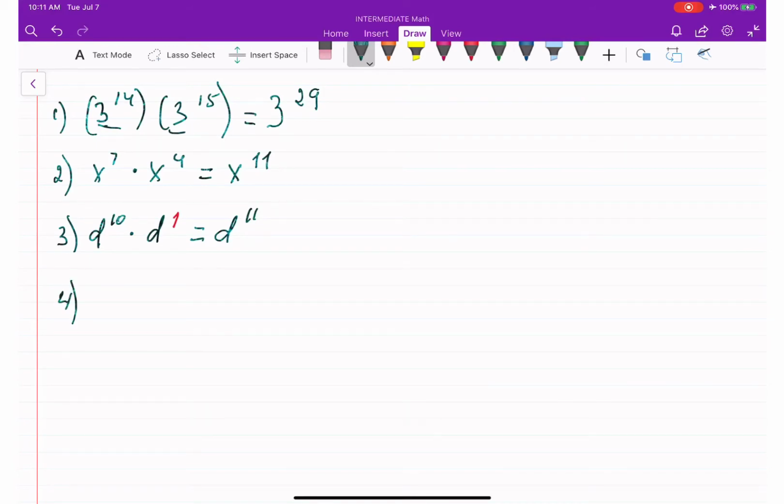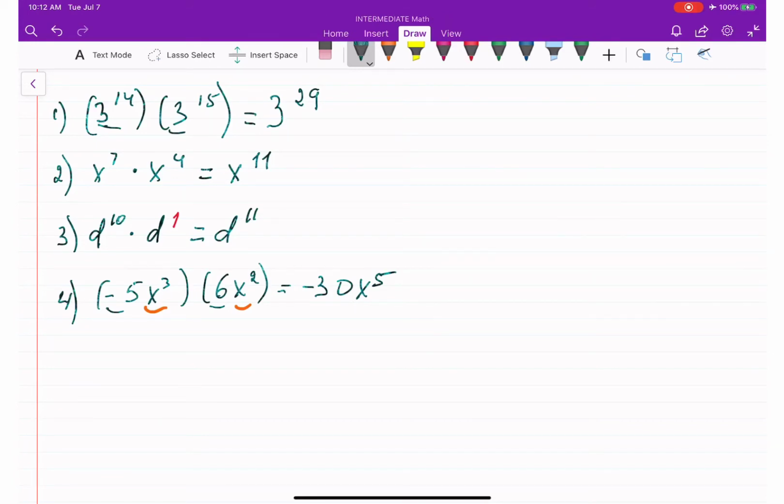Next one, negative 5x cubed y. Well, let's go with x cubed for now only. And times 6x squared. So that is equal to negative 5 times 6, which is negative 30, and then x cubed times x squared. So it's going to be x to the power 5.